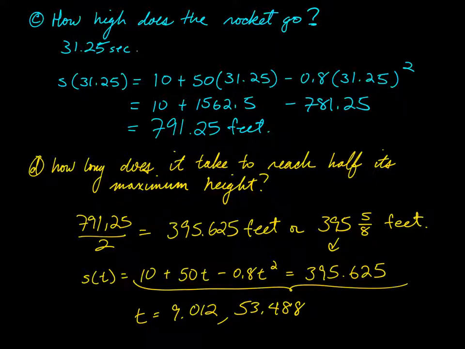Well, as the rocket goes up to reach its maximum height of 791.25 feet, it has to pass the halfway point. And also, when the rocket is falling back toward the Earth, it has to pass the halfway point again, at 53.488 seconds. On the next slide, which I will leave up for about 10 seconds, is how the quadratic formula works for this equation right here.